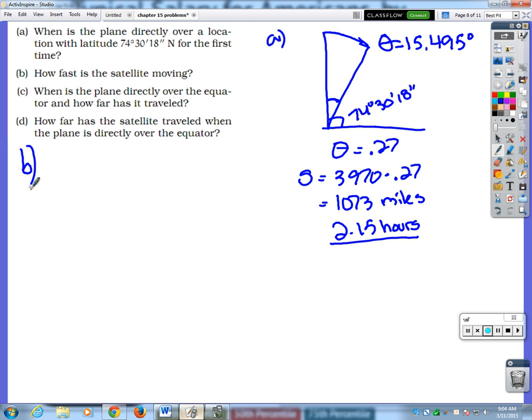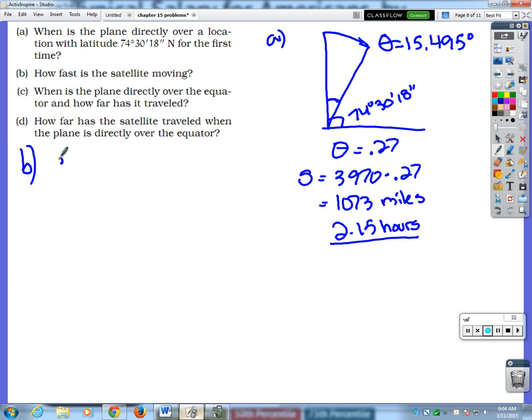What does that satellite mean? So how long does it take the satellite to get over that same location? If they're right on top of each other, right? Same amount, 2.15 hours. And how far will the satellite go? Well, the fun thing about these angles is the angle the satellite will travel will be the same. So we can use the same angle that we did for the airplane to figure out the arc length of the satellite. Is that what we did?